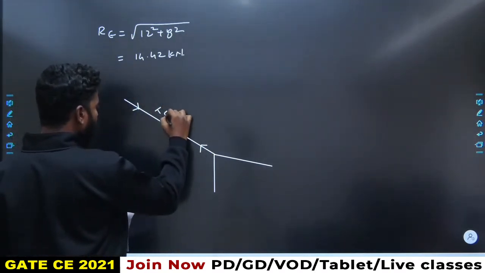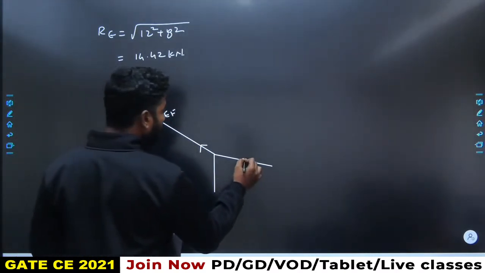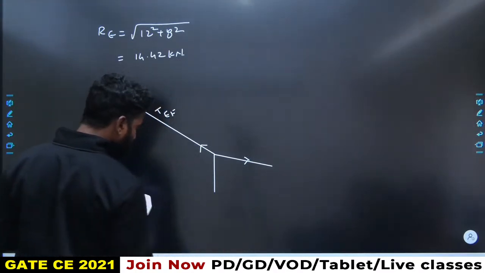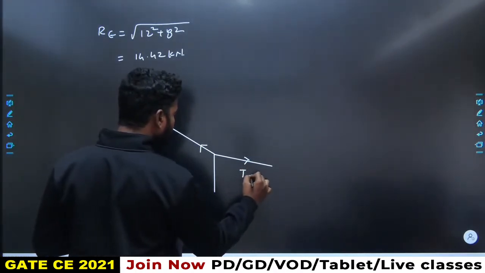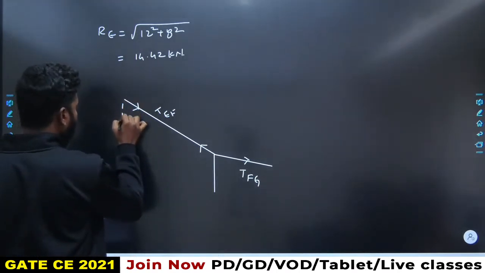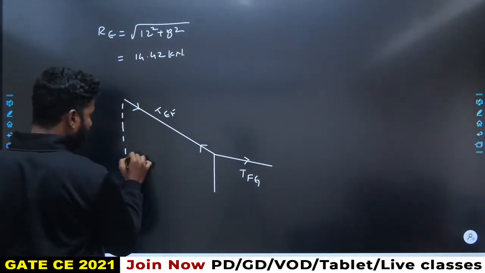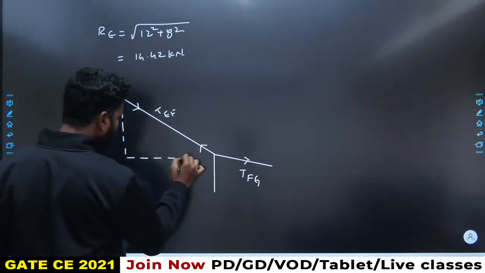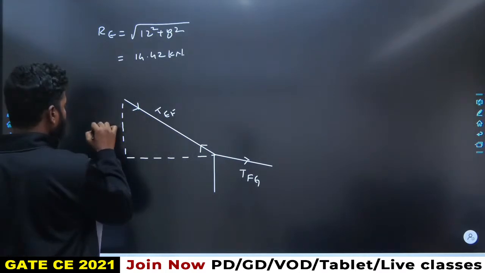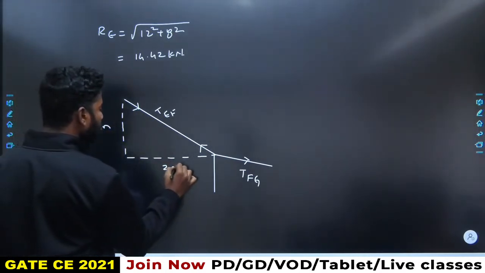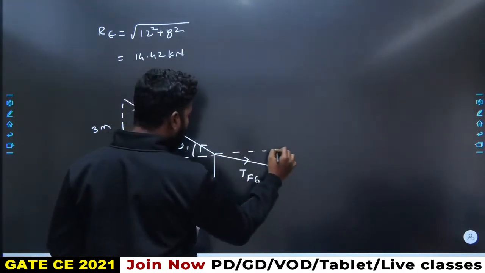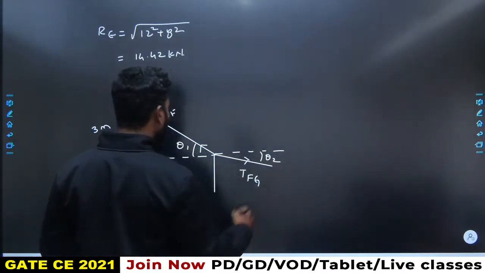Tension in cable EF, tension in cable FG. So, if this is EF, this is FG, and this one is 3 meters, this one is 2 meters, this is theta 1, and let us say this is theta 2.